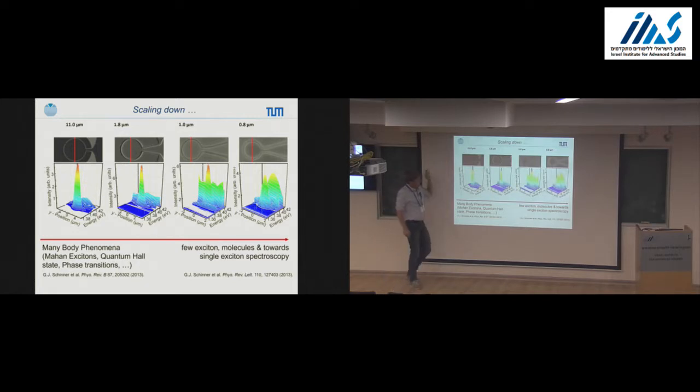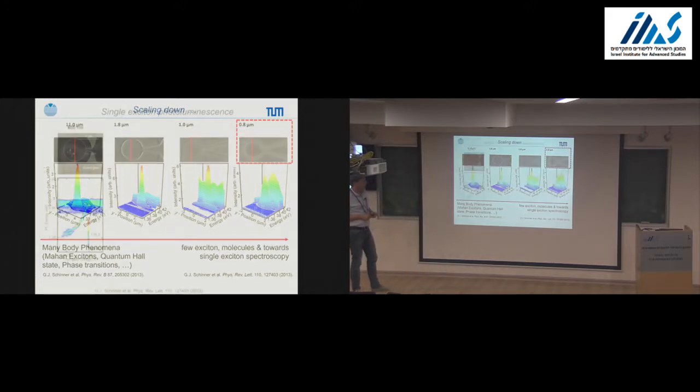To summarize all this, it took us 2 years, all these experiments here. Here we explored this Mahan exciton, what I mentioned before, this super exciton. And then also we entered this quantum Hall state of this indirect exciton state, and discussed some phase transitions. This is summarized here. And what I show you now is basically for samples of 800 nanometers and smaller, where we went into this single exciton regime.